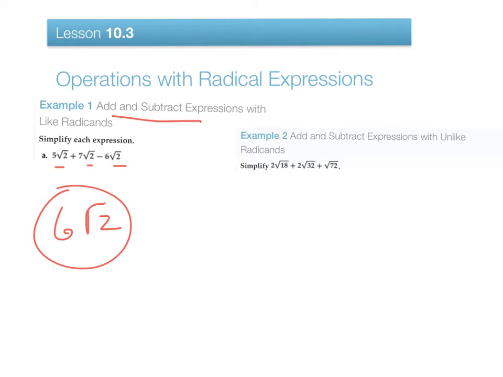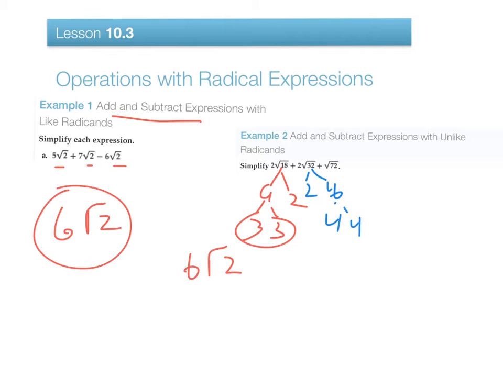So when the radicals aren't the same, like these, we simplify first. So this would simplify to 9 and 2, which 9 is 3 and 3. We have a pair of numbers, so the 3 comes out. So we get 6 radical 2. We do the same thing with this problem. 2 and 16. 16 is 4 and 4. So the 4 comes out. So we end up with 8 radical 2.